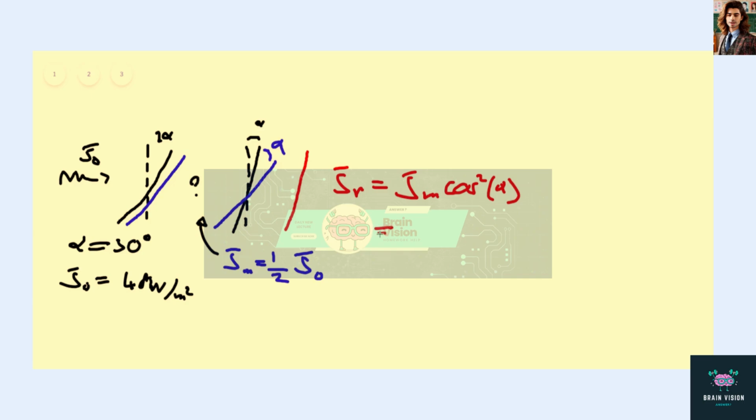Just working this out, we have that S bar middle is a half of S bar 0, and then we also have to slap on this trigonometric factor for the relative angle between the two polarization axes. This works out to be 18 watts per meter squared. So that is the answer to the last part.